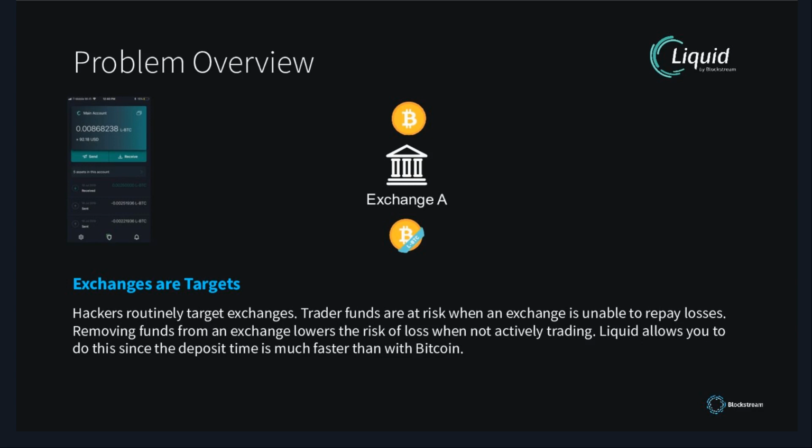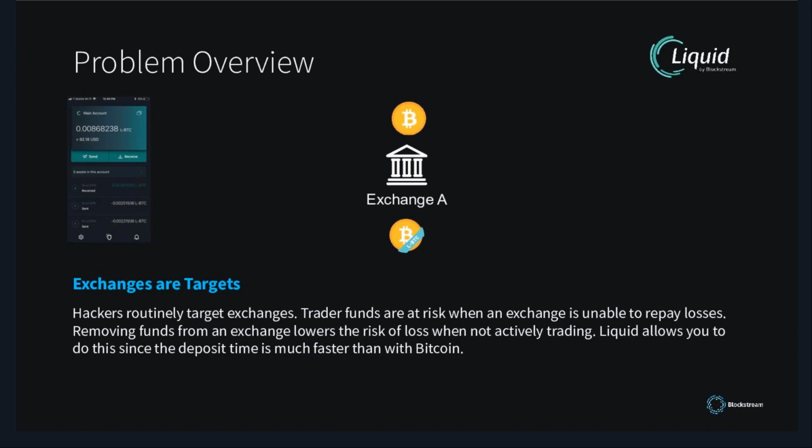Whereas with individual traders themselves, it's not as profitable to steal from them because you have to target them individually. So this makes it risky to have funds on an exchange. A lot of times the exchanges can cover this, and sometimes they can't. And when they can't, you're the one who is without your funds. So in this case, they have the Bitcoin funds. They have Liquid Bitcoin here.